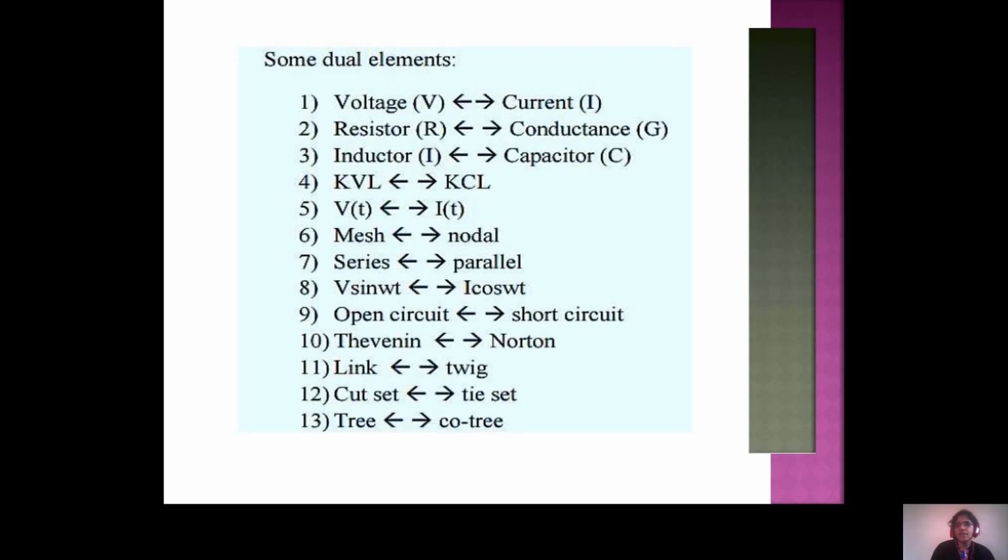Thevenin's is there, it will be converted to Norton's. Norton's is there, you have to convert to Thevenin. Link is there, convert to twig. Twig is there, convert to link. Cut set, tie set. Tie set, cut set. Tree, co-tree. Co-tree, tree. Like that you have to convert.